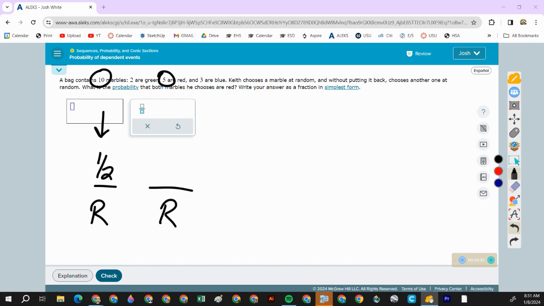What about the second draw? What's the chance of getting a red? Well, how many red marbles are left? 4. And how many total marbles are left? 9. So this one is 4 out of 9. And because it's red and red, we multiply. And we get 4 over 18, which simplifies down to 2 over 9.